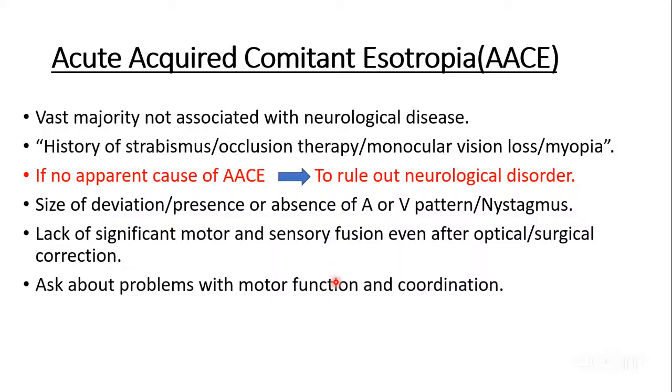So if I am suspecting neurological disorder, what will I do? MRI. Yes, exactly. Brain MRI. You need to do neuroimaging, brain MRI, to know what is happening.